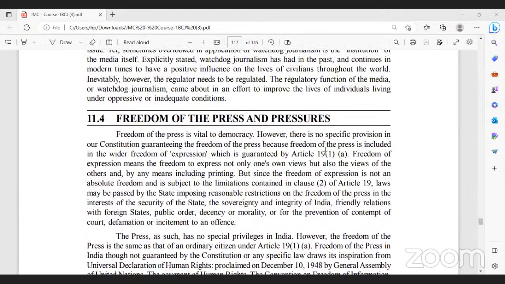So now let us understand the freedom of the press and the pressure. As we understand, in the Universal Declaration of Human Rights, we have Article 19. As part of that, we see in our Indian Constitution that Article 19(1)(a) gives the freedom of expression. That means freedom to express not only one's own view, but also the views of others, by means including the press. But then there is also clause 2 under Article 19, where it says that the freedom of expression is not an absolute freedom, but is subject to the limitation contained in the clause. So the state can impose reasonable restrictions on the freedom. So we have Article 19(1)(a), which guarantees freedom of expression, but under Article 19(2), we have a reasonable restriction also.